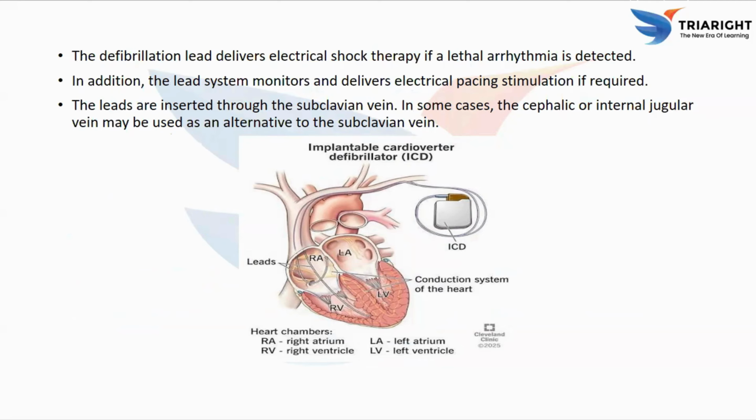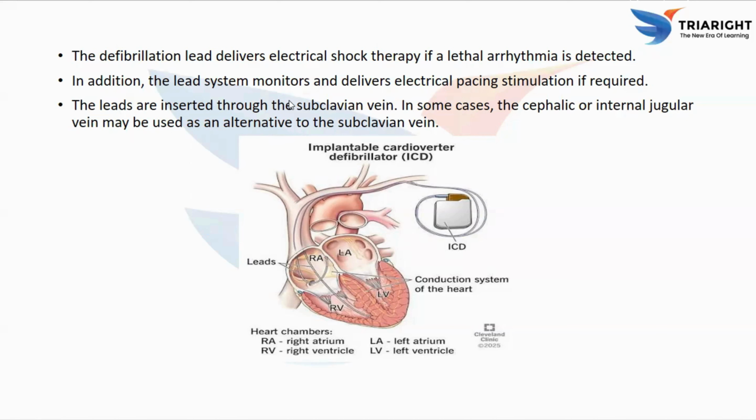So how does it monitor and pace? Monitoring and pacing function. An ICD can continuously monitor the heart rhythm. It can deliver ATP, anti-tachycardia pacing, which is a rapid pacing to terminate the VT, and also backup bradycardia pacing if the heart rate becomes too slow. So this is why ICDs are sometimes called smart pacemakers with shock capability.